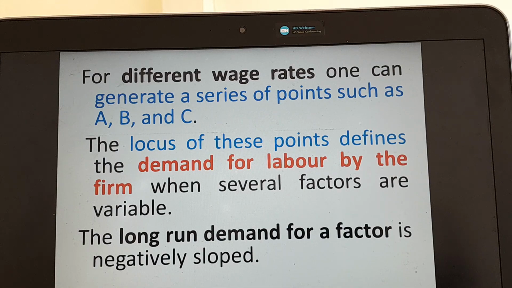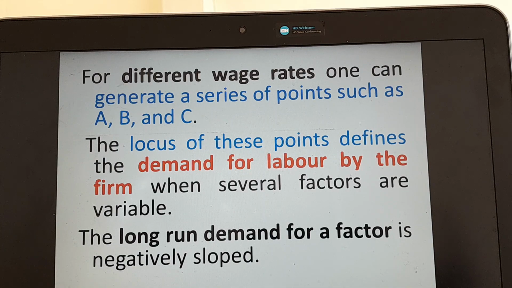For different wage rates, one can generate a series of points such as A, B, C, the expansion path: a series of points, or a locus of points, that connects different profit maximizing levels. That means the point at which isocost 1 is tangent to isoquant 1, and the different profit maximizing levels of the firm that connect these points form the expansion path, as we see in the graph. The locus of these points defines the demand for labor by the firm when several factors are variable.